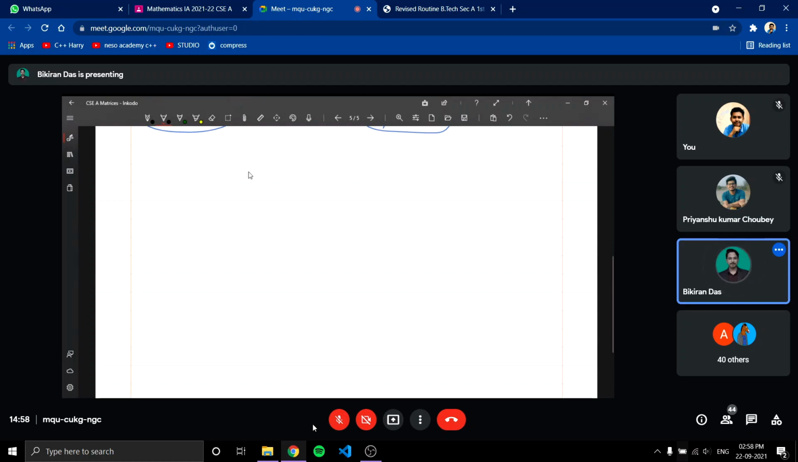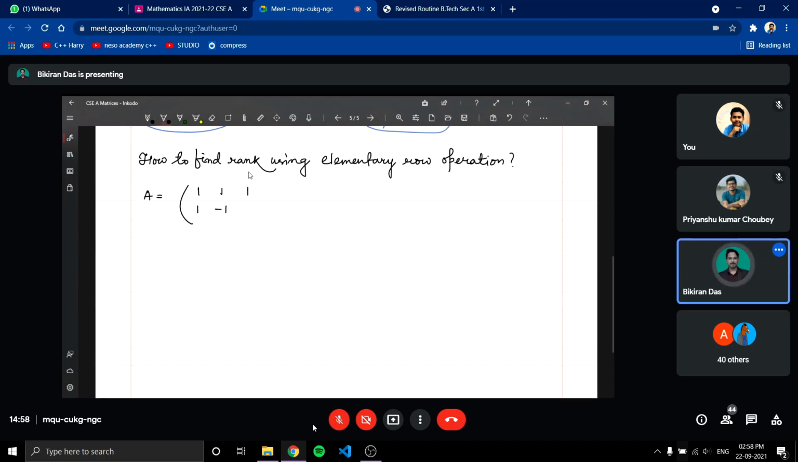So now we are moving to how to find rank using elementary row operations. Let us do this by an example. Let us take the same example that we have done just now. This is say 1 1 1, 1 1 minus 1, and this is 3 1 1. Okay, this is 3 1 1.